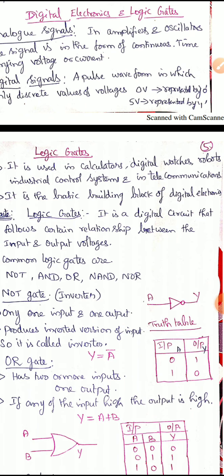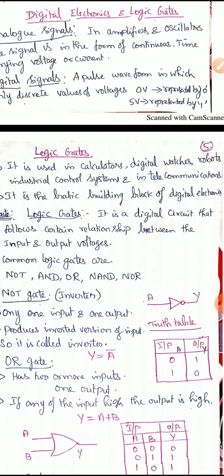Now we can see what logic gates are. It is a digital circuit that follows a certain relationship between the input and output voltages. What we give is the input voltage, and what we get is the output voltage. The common logic gates are NOT, AND, OR, NAND, and NOR. So, how many gates are there? Five gates: NOT gate, AND gate, OR gate, NAND gate, and NOR gate.